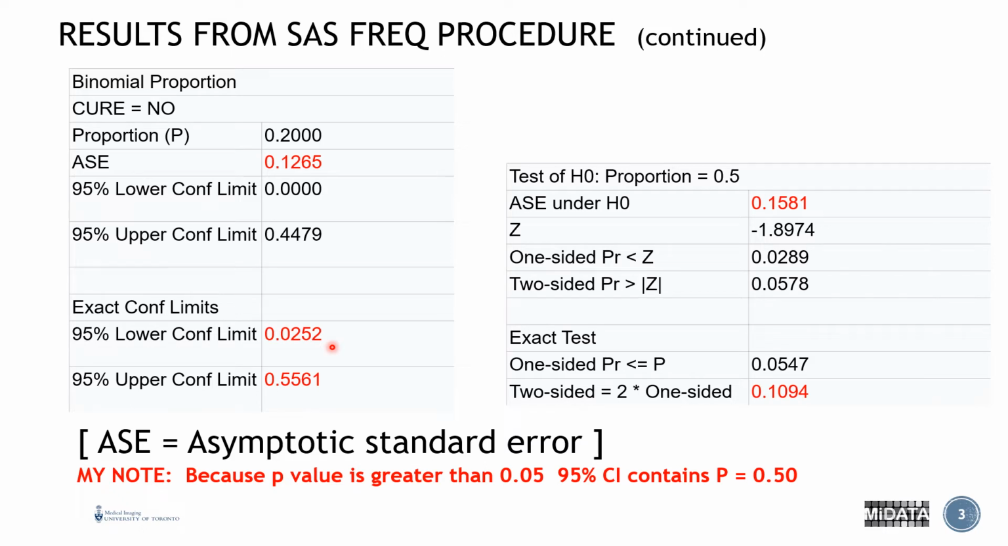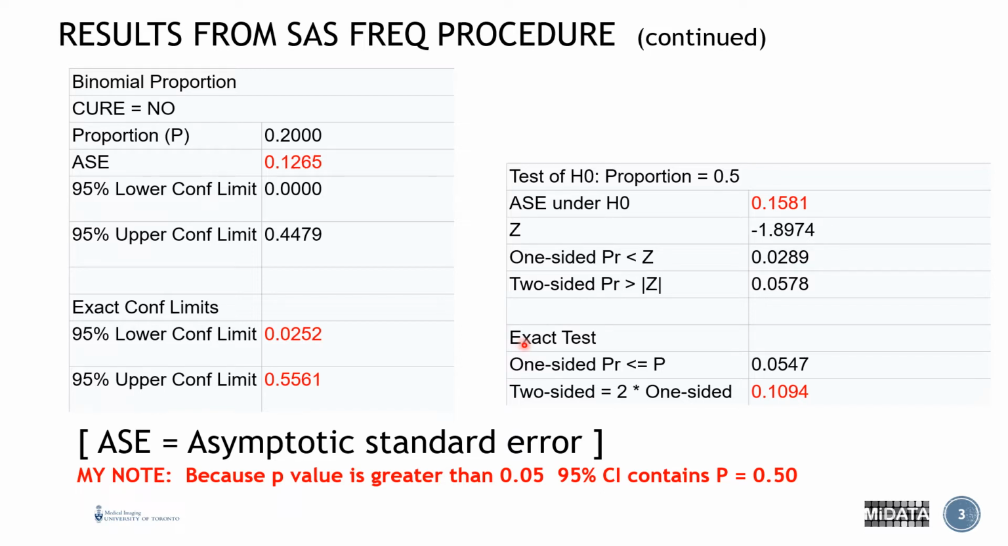Now, if we want to know whether or not this proportion of 0.2 for no is significantly different than the null hypothesis of 0.5, we need to test that. And that's what SAS does over here. It's a test of the null hypothesis where the proportion is 0.5. And very simply, what it does is it performs either a z-test here or an exact test down here. And we'll go over the differences between these tests later on in the course.